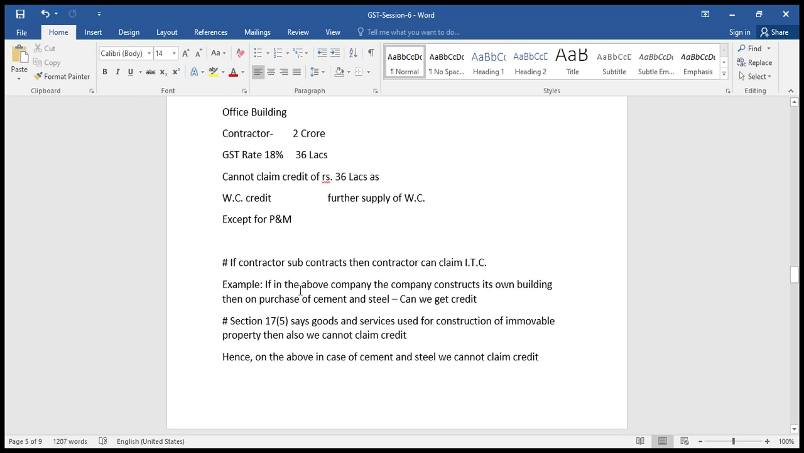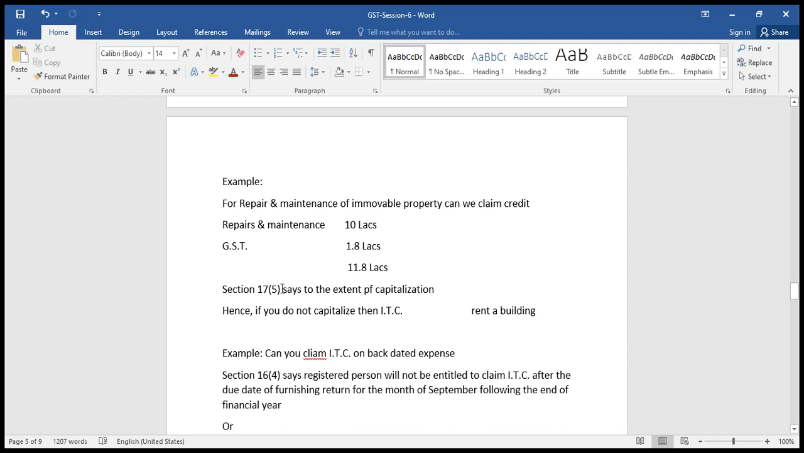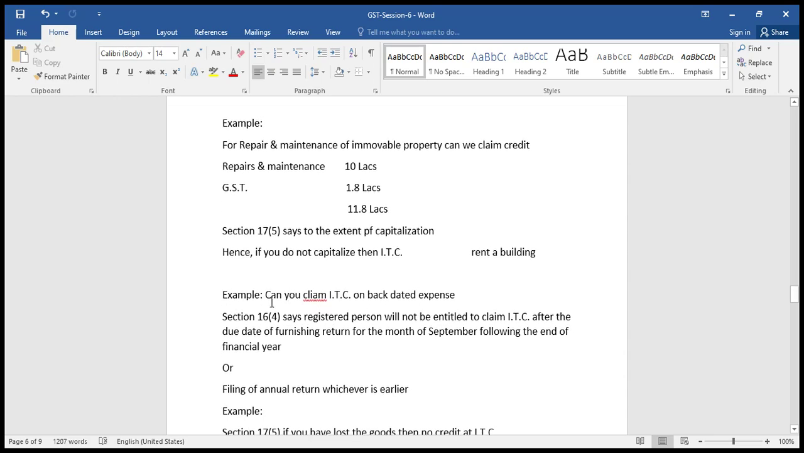If in the above the company constructs its own building, then on purchase of cement and steel, can we get credit? Section 17(5) says goods and services used for construction of immovable property, then also we cannot claim credit. Hence, it is clear that on cement and steel we cannot claim credit. For repair and maintenance of immovable property, can we claim credit? Repairs 10 lakhs, GST 1.8 lakhs. Section 17(5) says to the extent of capitalization. Hence, if you do not capitalize, then ITC on the rented building cannot be claimed.